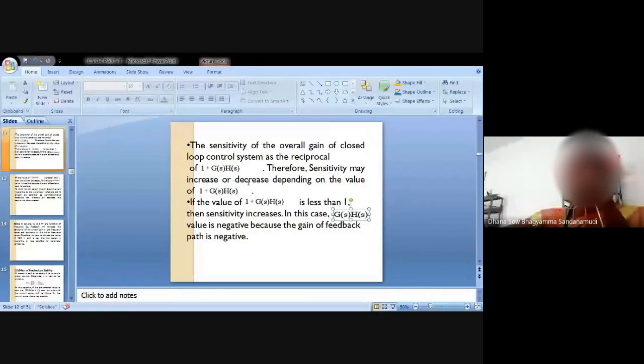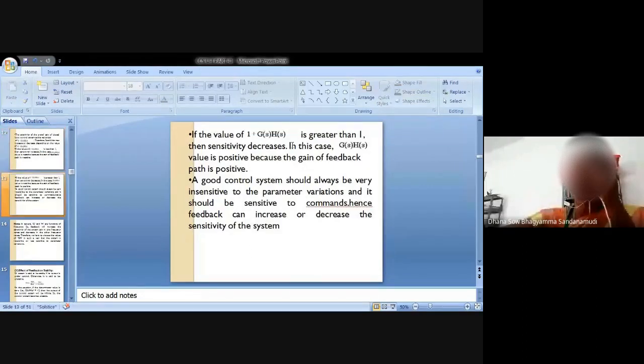Therefore, sensitivity may increase or decrease depending on the value. I have already said, if the value of 1 plus G of S, H of S is less than 1, then sensitivity will increase. In case the gain of the feedback path is negative, if it is less than 1, this value will be negative. If it is greater than 1, G of S, H of S will be positive.